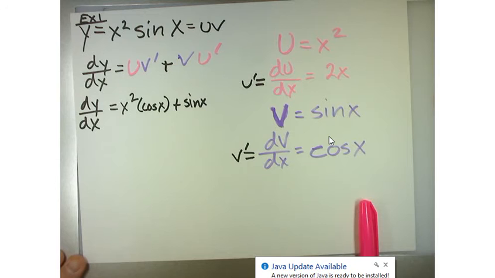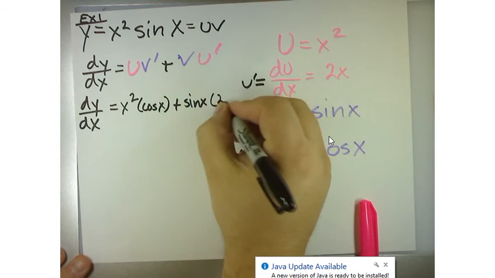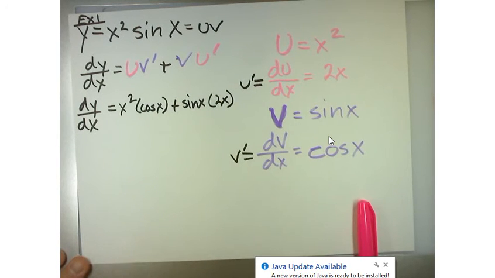And then times 2x. Now that is the derivative. That's it. Now you might be able to clean it up a little bit. Okay? That's all you have to do.